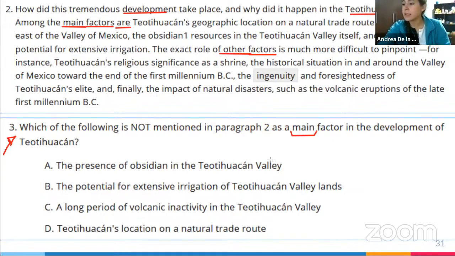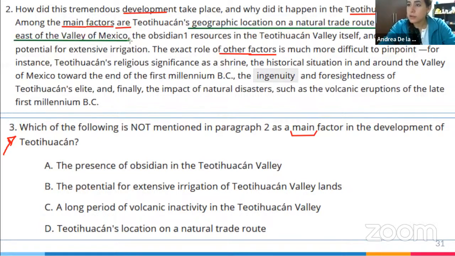We start reading. They say the first main factor is Teotihuacan's geographic location on a natural trade route to the south and east of the Valley of Mexico. That's the first main factor in the development of Teotihuacan. So since this was mentioned, we need to look for that factor in the options. And if we find it, we eliminate it. If we don't find it, then that's the one, right?